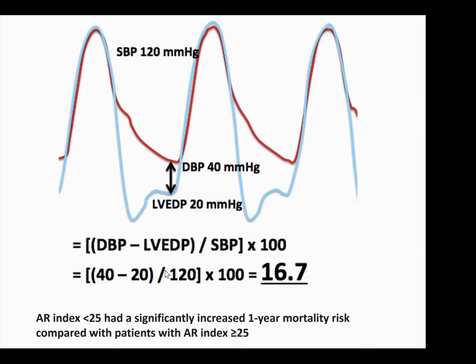AR index less than 25 has increased mortality compared with the patients of AR index more than 25. So your value of 25 is correct, but you were saying more than 25. AR index less than 25 is prognostically severe, or prognostically bad. So in our previous case, this value becomes 0. The diastolic blood pressure and the LVEDP were almost equal, so this AR index is becoming 0. So 0 is very severe AR, almost free AR is occurring.